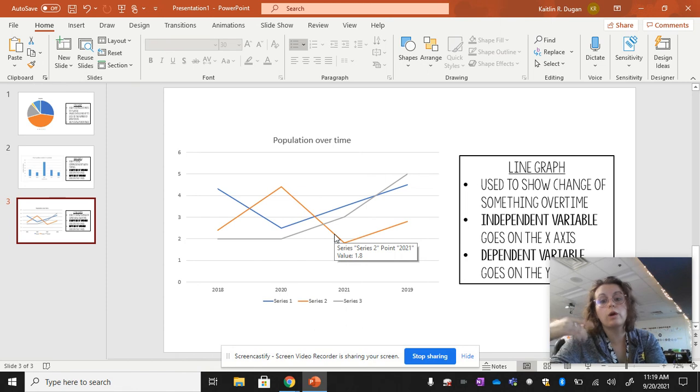It's trying to show a change of something over time. Just as with the bar graph, your independent variable will always go on the bottom because it's changing, and the dependent variable is what we're measuring, so it's going to go on the y-axis.